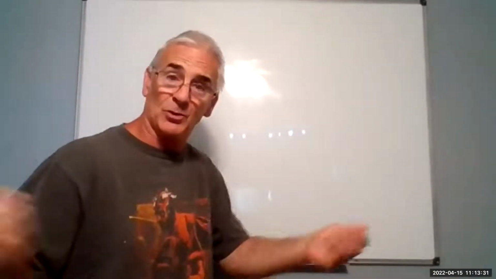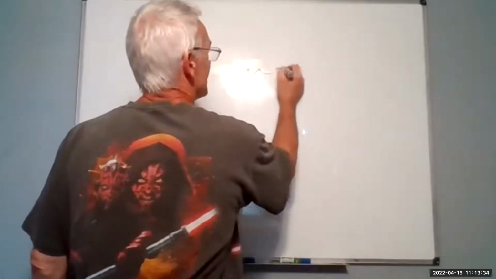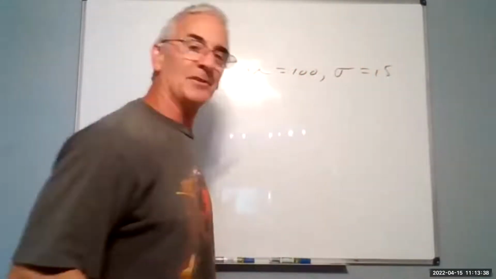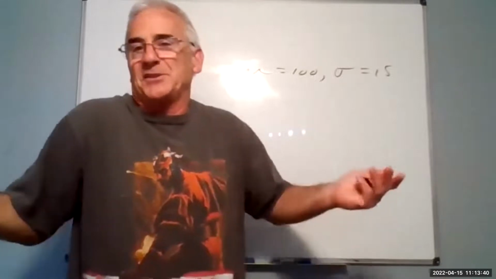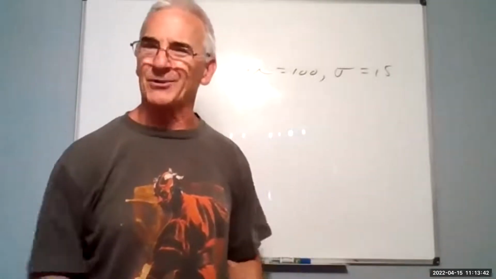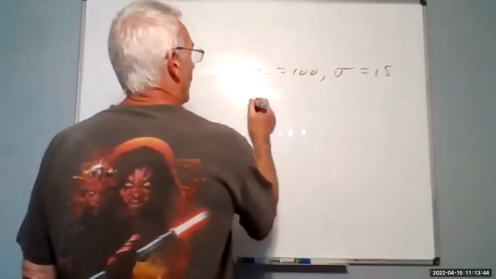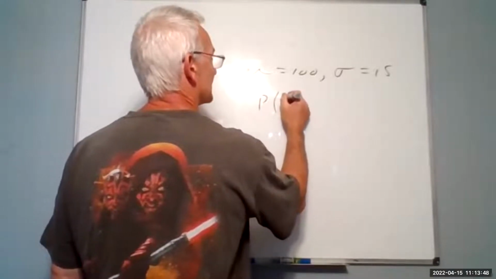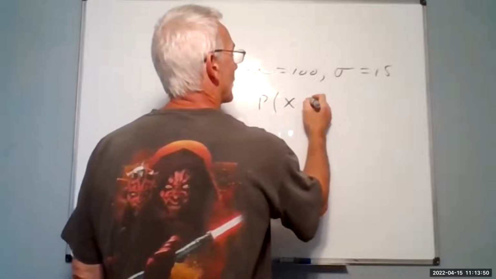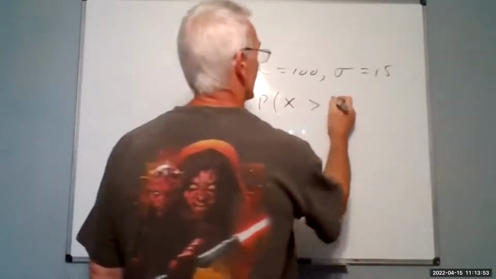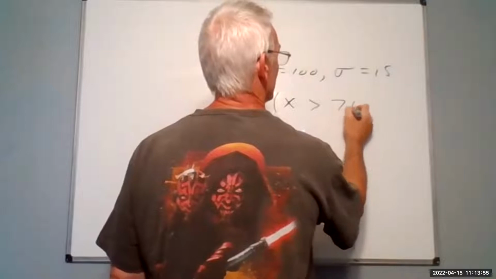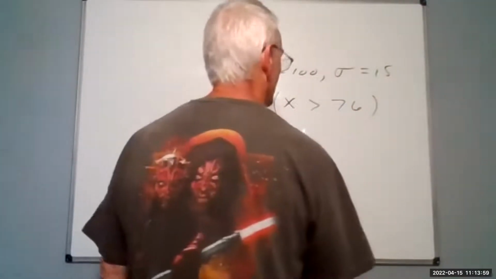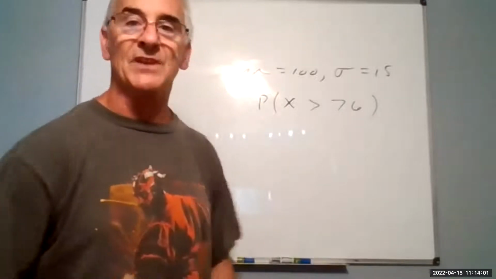Let's keep it with IQ because we already know the mean. It doesn't matter what the situation is. I like this one because we have integer values. There's no decimals. It's just easier to put in your calculator. Okay, what is the probability that a human being has an IQ, let's say, greater than, how about 76? What is the probability that a human being has an IQ greater than 76?